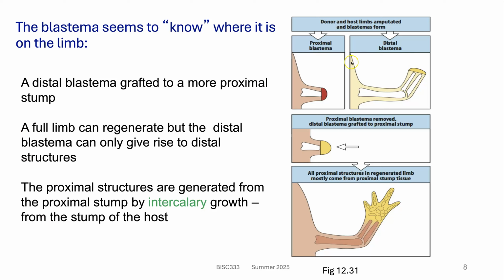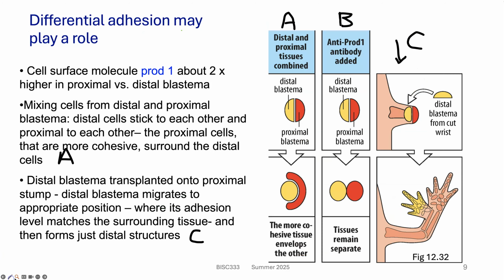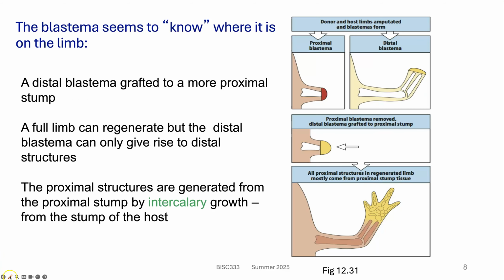So in this experiment, there were two different amputations done. And then the healing of the wound occurred, and then the blastema formed. And so this was a proximal amputation, and this was a distal one. And note the different coloration here.